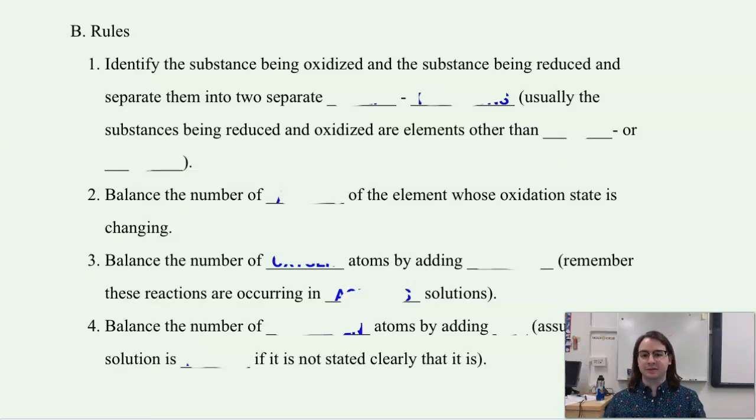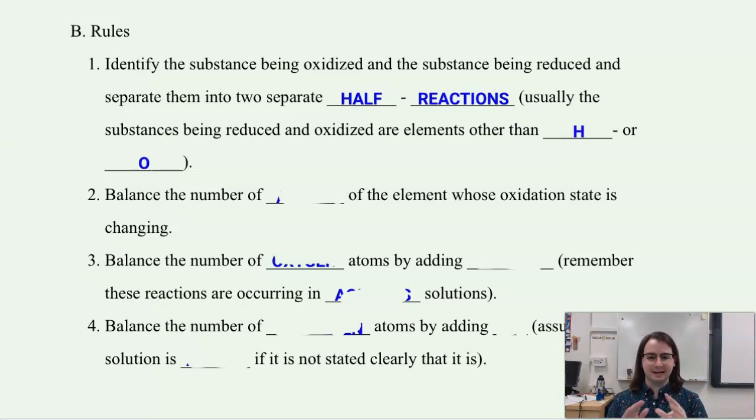Here's the things that we're going to do. We're going to have ourselves a redox equation, and we're going to run through these steps. The first thing that we're going to do is identify who's being oxidized and who's being reduced. And then we're going to separate them into two half reactions, like we always have. And now that we have a little bit of knowledge about oxidation numbers, it actually gets really easy. If an oxidation number goes up, it's oxidized. If an oxidation number goes down, it's reduced.